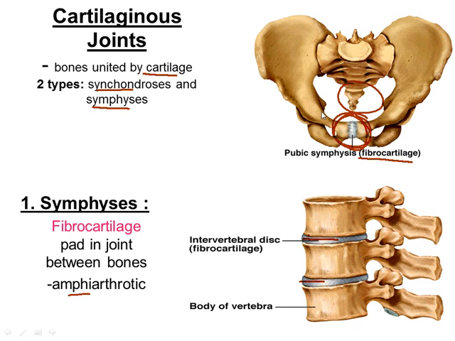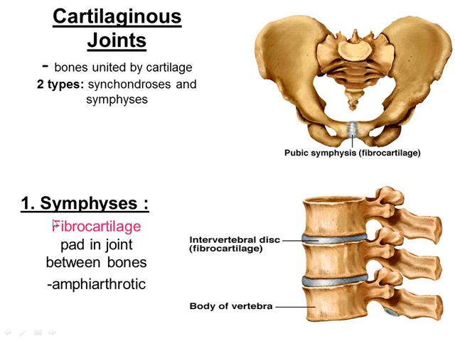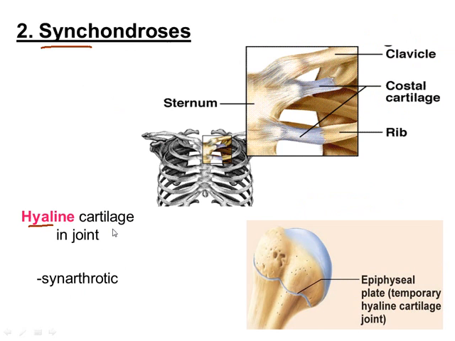Now you have another kind of synchondrosis, and this is hyaline cartilage. So where the symphysis was fibrocartilage, the synchondrosis are hyaline cartilage. And they're synarthrotic. That means they don't move. An example of that is this joint at the first rib and the sternum. So this first rib and the sternum, it doesn't move very much. When you breathe in, you have a movement kind of in the inferior part of the sternum, but the top part of the sternum doesn't move a whole lot. So this one is a synchondrosis.